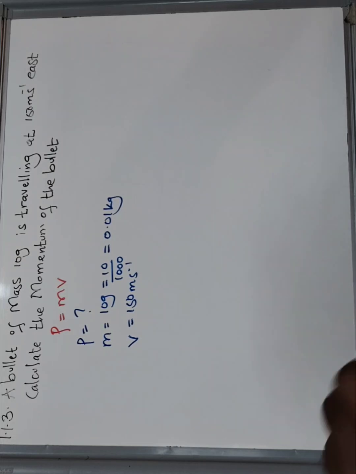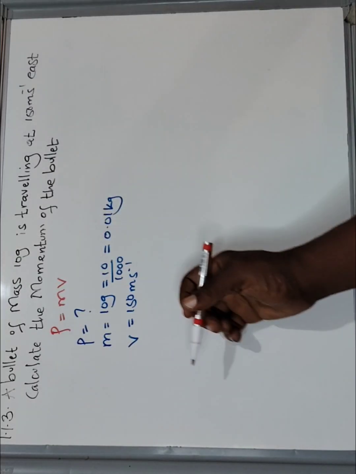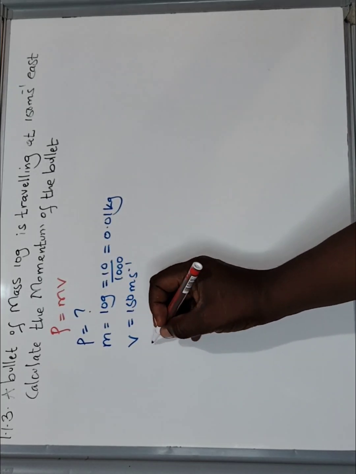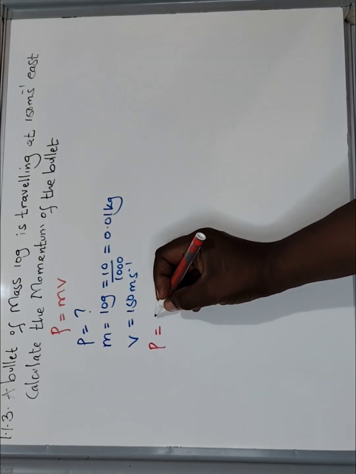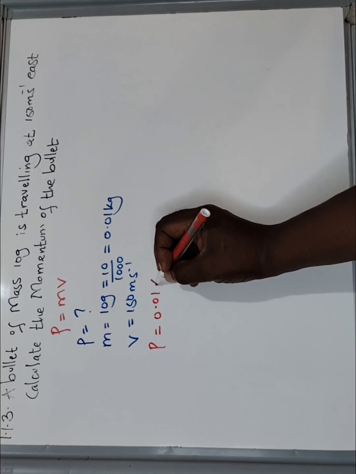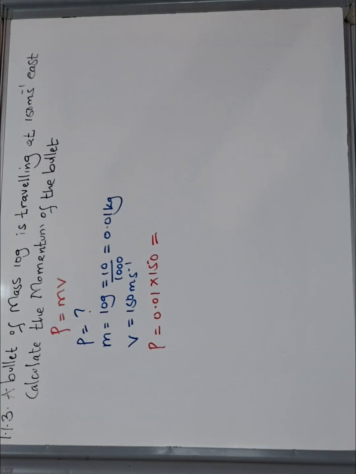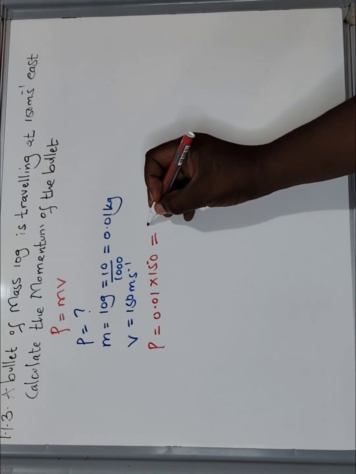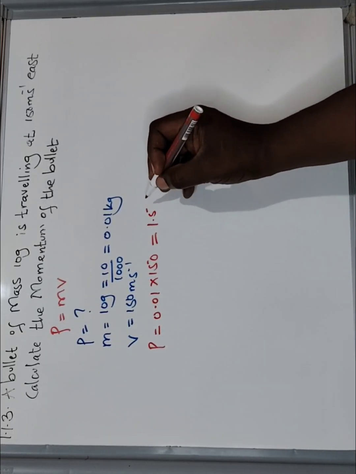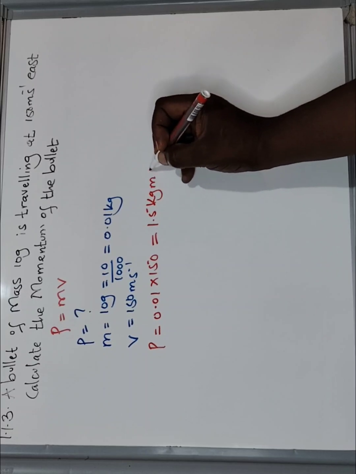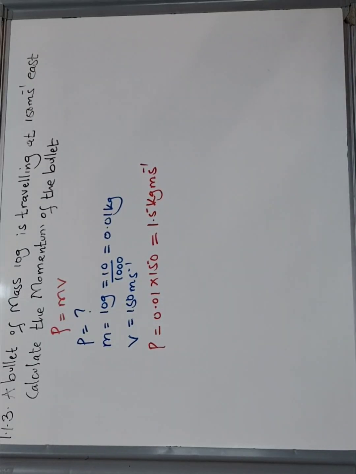From here, what is next? Next is to substitute. You have the equation. So what are you going to say? We are calculating momentum, so P is going to be equal to 0.01 times 150. What you get is going to be the momentum. So the answer is going to be 1.5 kilogram meters per second. Okay, so that is one example helping us to start using the equation.